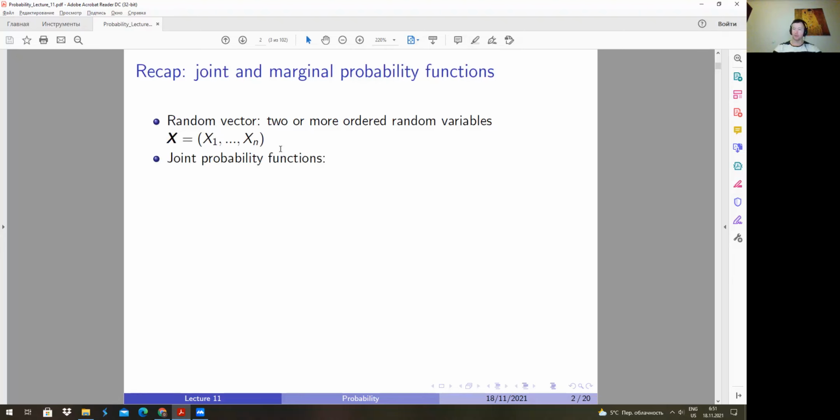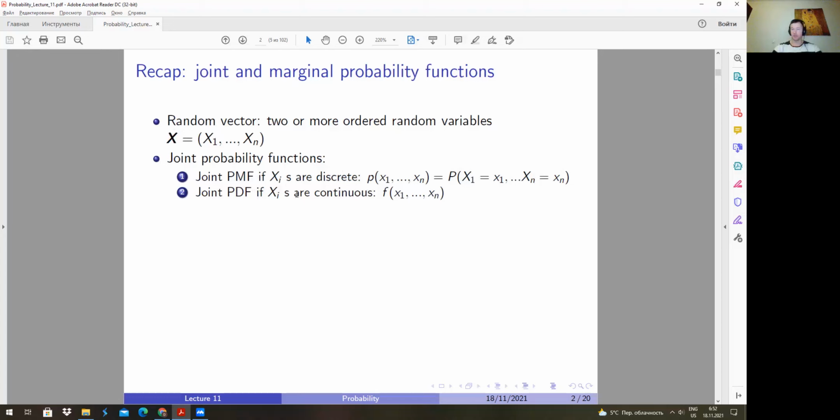We know that for random vectors, we can introduce joint probability functions. For the discrete random variables, we introduce the joint probability mass function, which simply means the probability that each variable equals some particular value: x1 equals the small x1, x2 equals the small x2, and so on, up to xn.